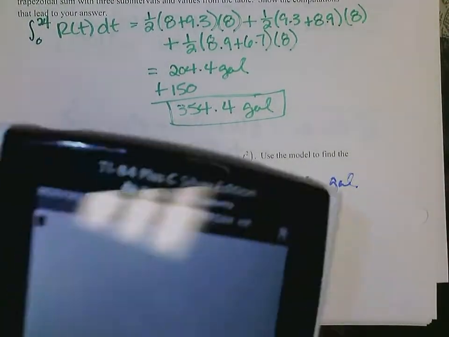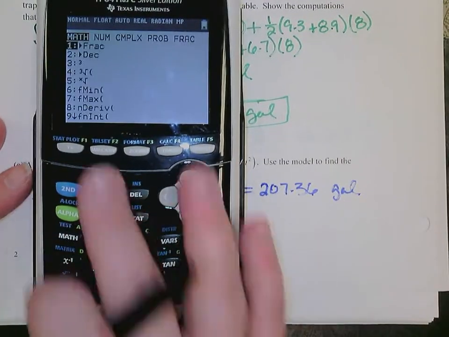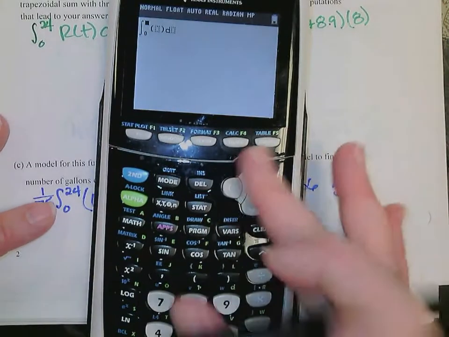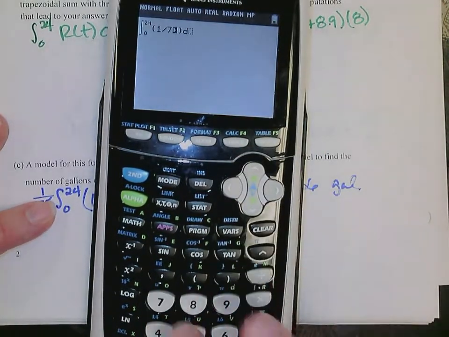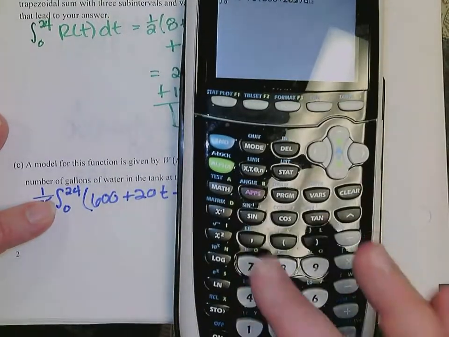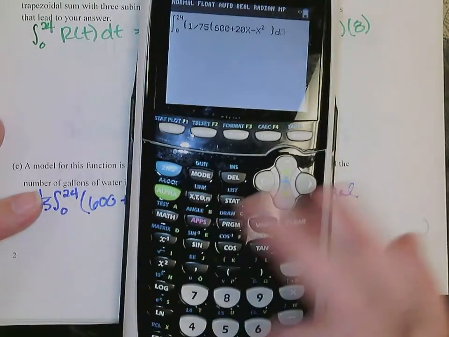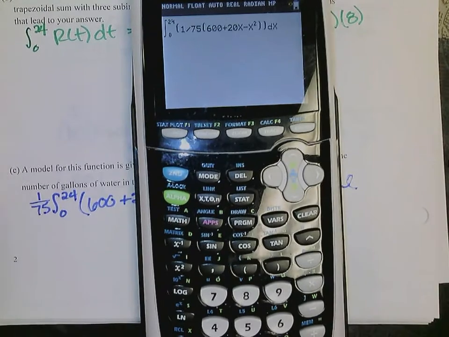So those of you that don't have the 89, we would have gone to math, selected option 9, and then filled in the blanks. 0 to 24, 1/75 times 600 plus 20, I'm going to go with x just because it's faster to type in, minus x squared with respect to x. Exact same thing.